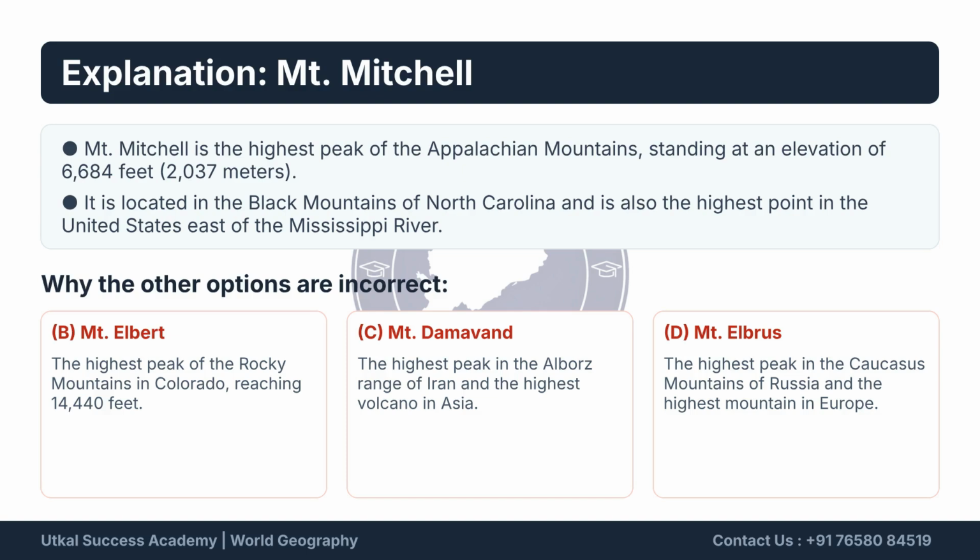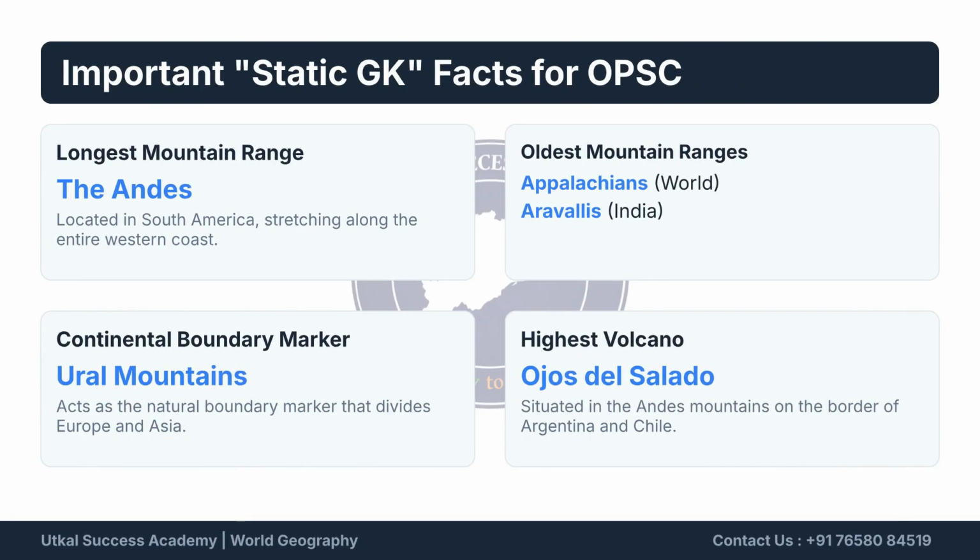Mount Damavand is the highest volcano in Asia, located in Iran's Alborz Range. Mount Elbrus is the highest peak in the Caucasus Mountains of Russia and is considered the highest mountain in Europe. These peaks are essential static general knowledge facts. Now, moving to the next topic.